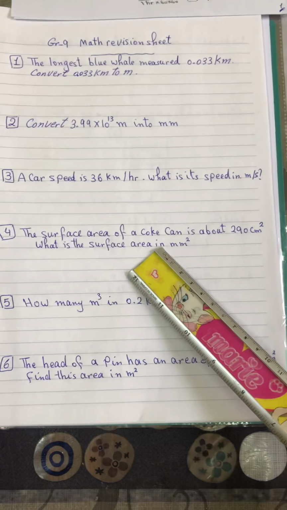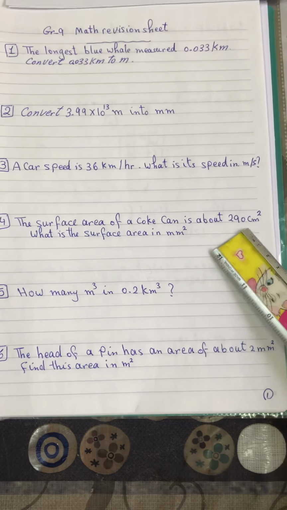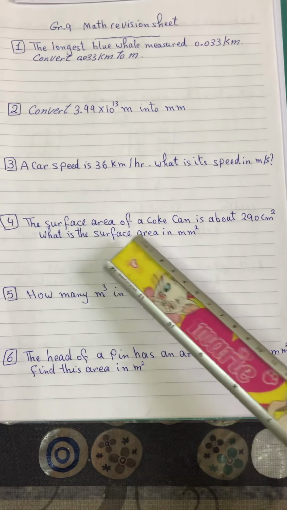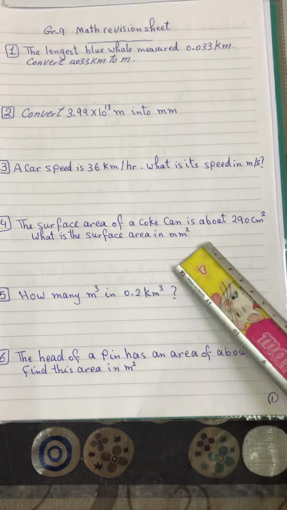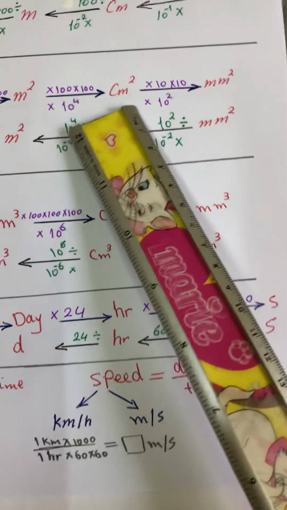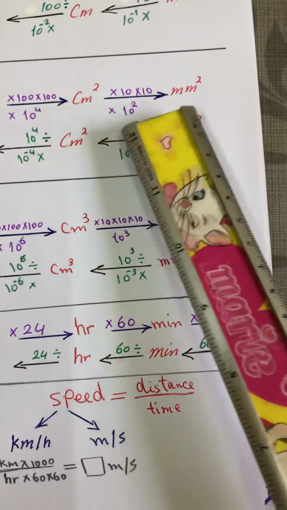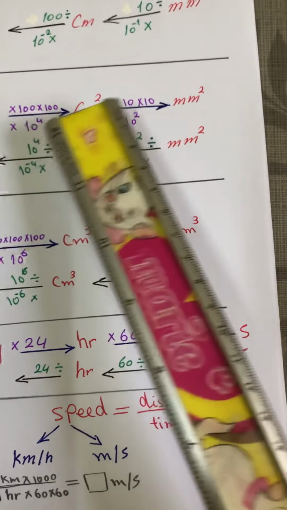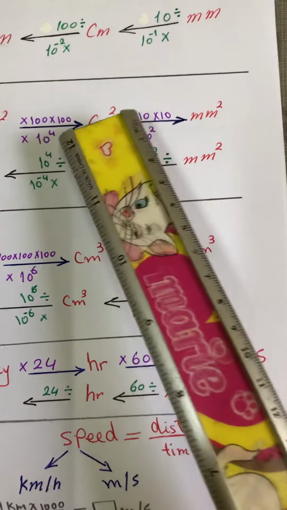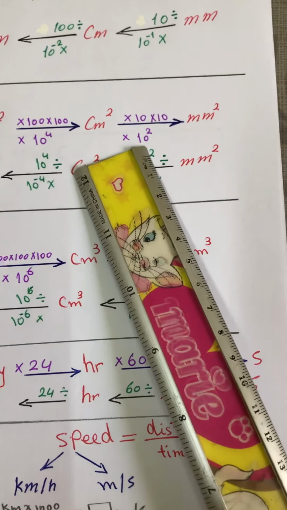Equation number 4, the surface area of a Coke can is about 290 square centimeter. What is the surface area in millimeter square? So I want to convert between centimeter square and millimeter square. This is centimeter square to millimeter square. From centimeter to millimeter, multiply by 10. But centimeter square to millimeter square, multiply by 10 times 10. So you will multiply by 10 power 2.